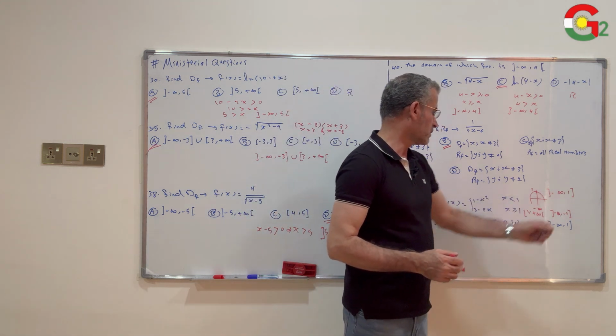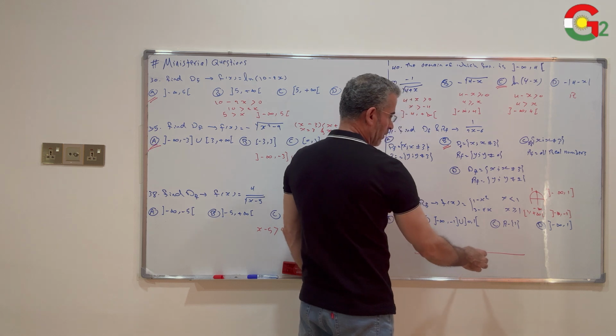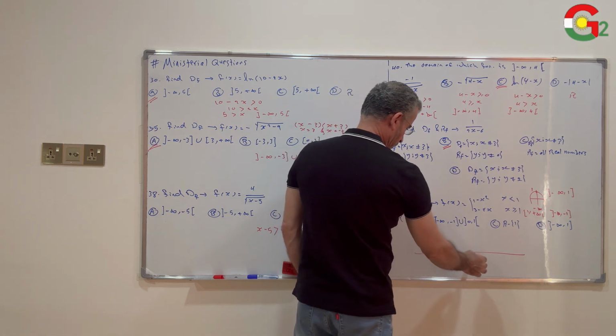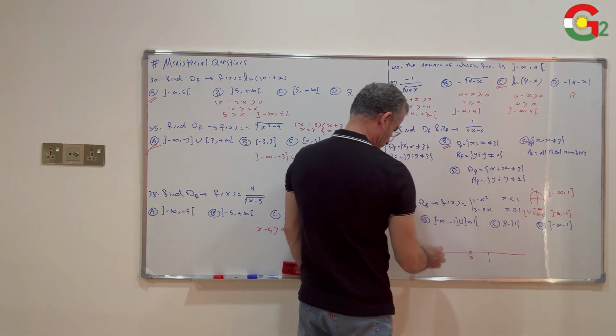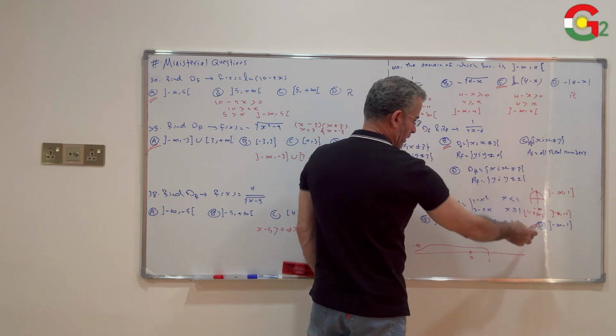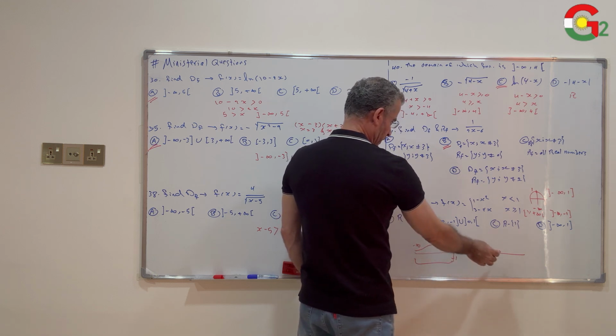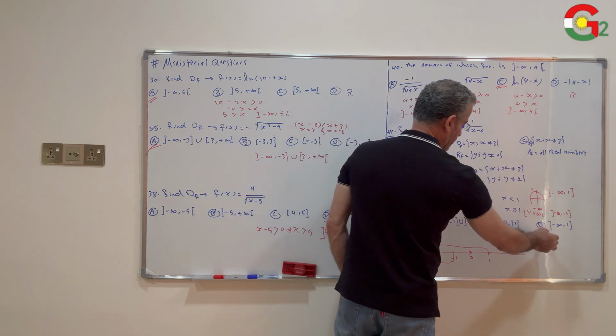The union of these two intervals, let me do it here on the number line, from negative infinity, this is 0, this is 1. Negative infinity to 1 for the first one, and negative infinity to negative 1 for the second one. The union is negative infinity to 1, choice D.